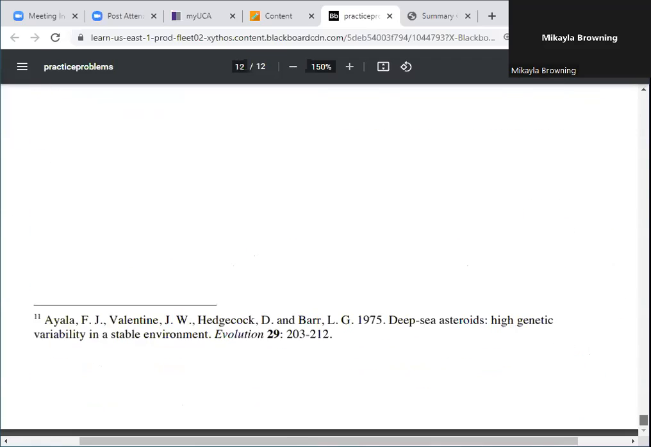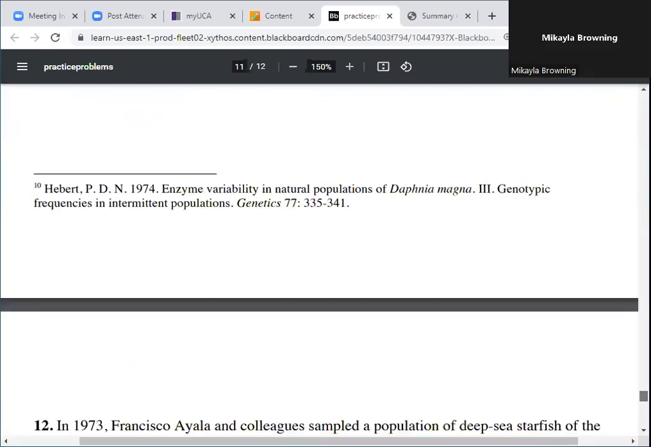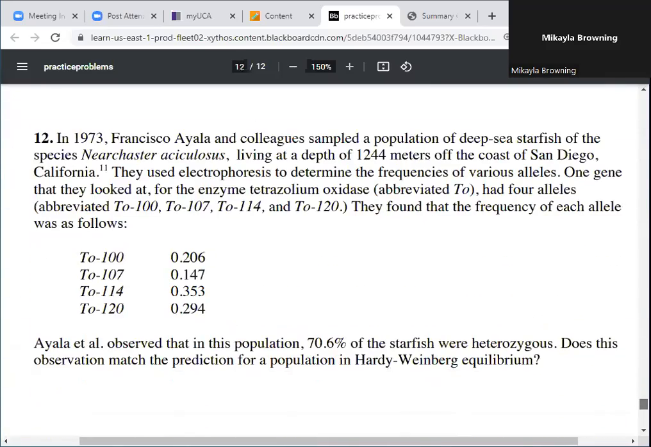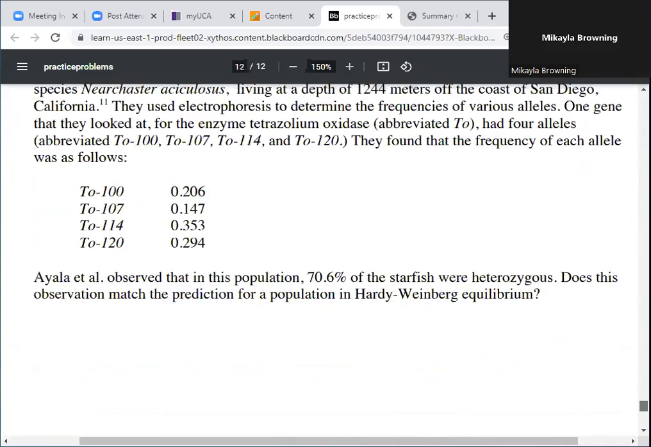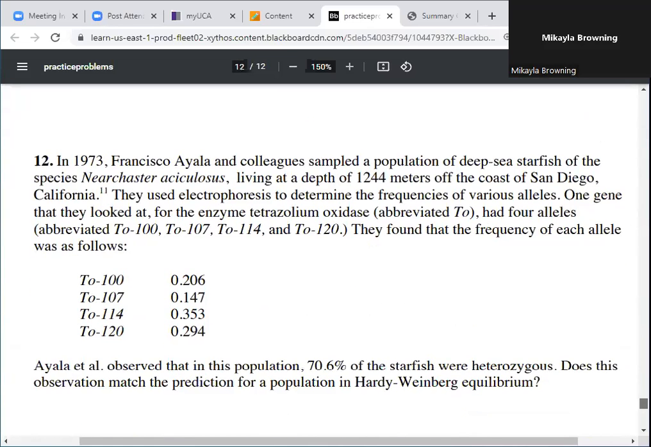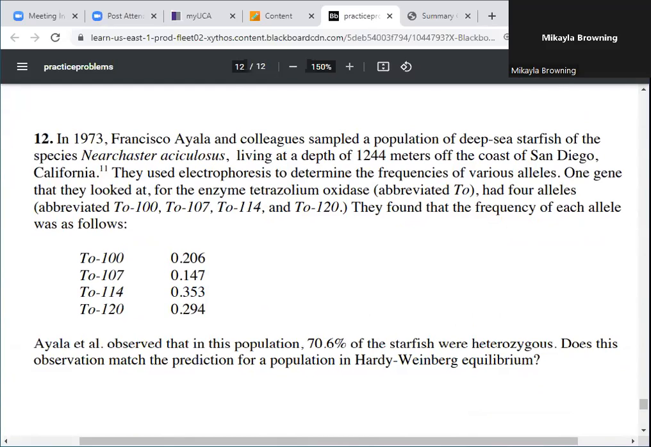And you go down to the end of it. Do this one. Okay, let's first do 12 and then do 11. Oh yeah, this is one of Jim Valentine's old papers. One of the authors of this study was one of my professors in grad school back in the day. So 1973, Francisco Ayala sampled a population of deep sea starfish.